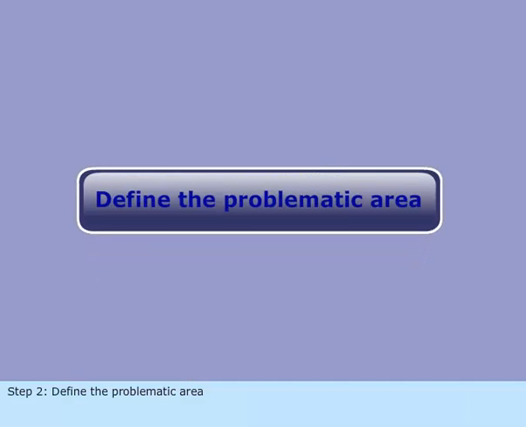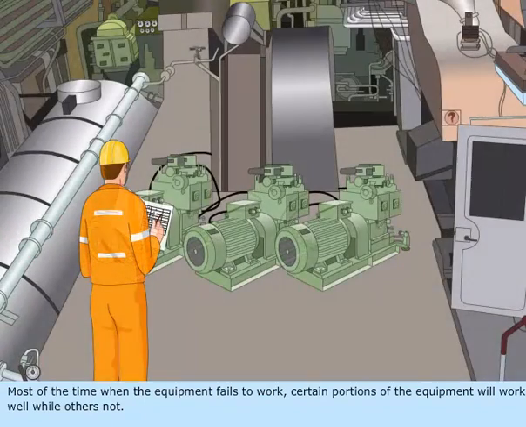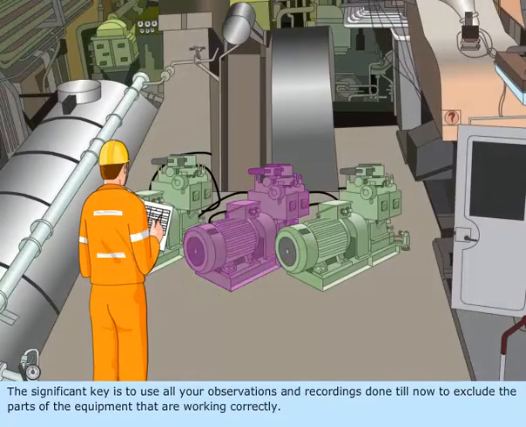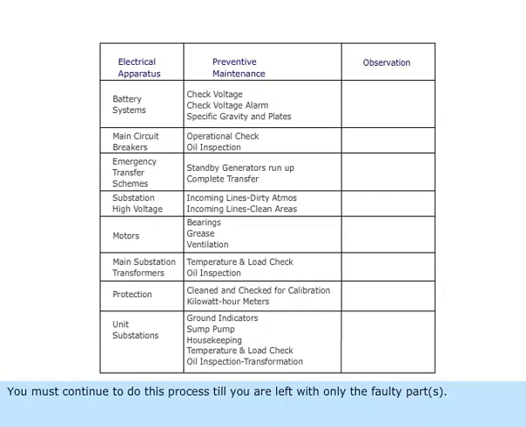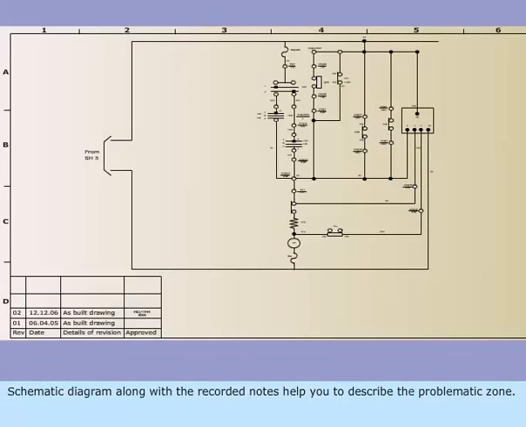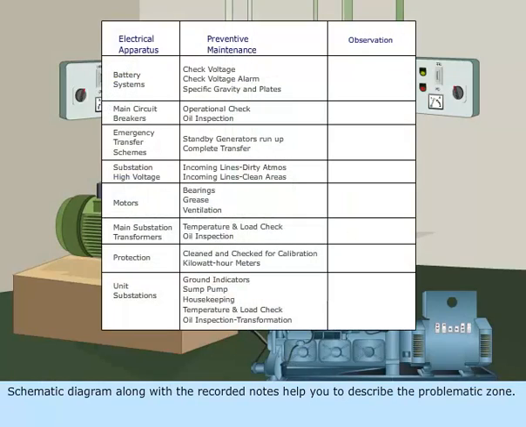Step 2. Define the problematic area. Most of the time, when the equipment fails to work, certain portions of the equipment will work well while others will not. The significant key is to use all your observations and recordings done till now to exclude the parts of the equipment that are working correctly. You must continue to do this process till you are left with only the faulty parts. Schematic diagram, along with the recorded notes, help you to describe the problematic zone.